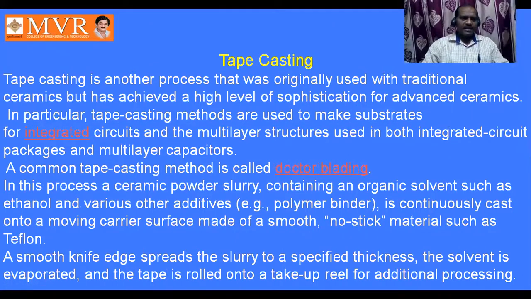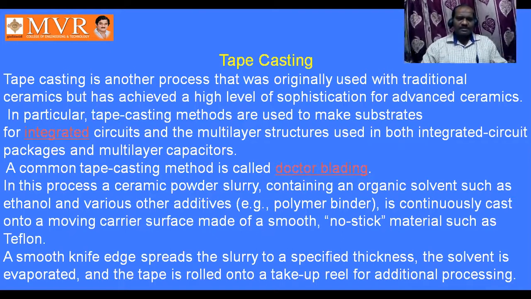Next, this is the theoretical process that I have explained up to now. Tape casting is another process that was originally used with traditional ceramics, but has achieved a high level of sophistication for advanced ceramics. In particular, tape casting methods are used to make substrates for integrated circuits, and the multi-layer structures used in both integrated circuit packages and multi-layer capacitors.